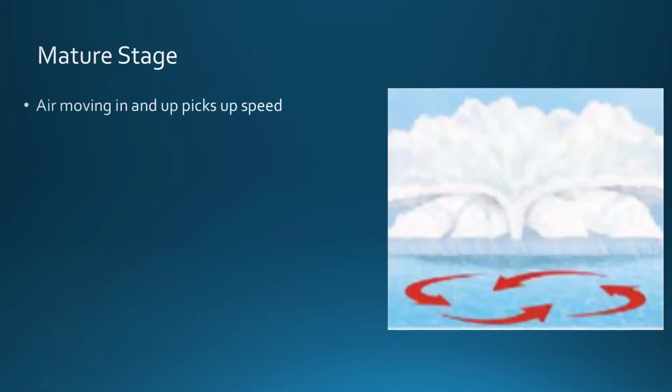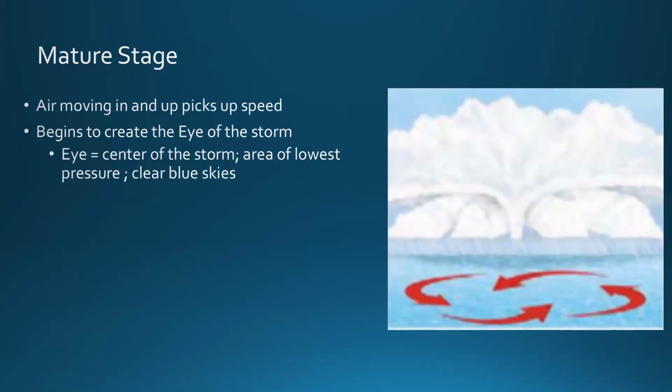During the mature stage, you have air that is moving in and up. So it's going from the outside into the center and then up. It begins to pick up speed, and this creates what's called the eye of the storm. That low pressure center is your eye of the storm, and this is an area where there are actually clear blue skies. Once the tropical cyclone begins to form, this area has no clouds and no rain, and it's typically very sunny.